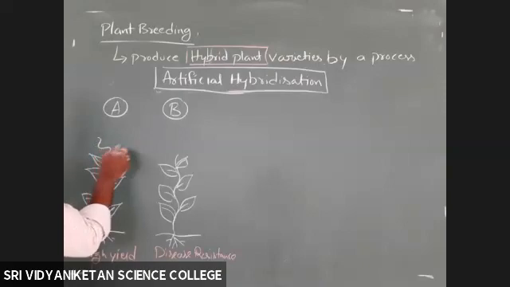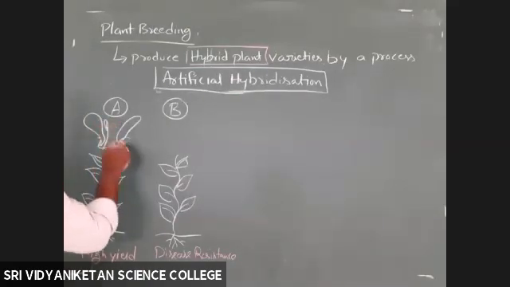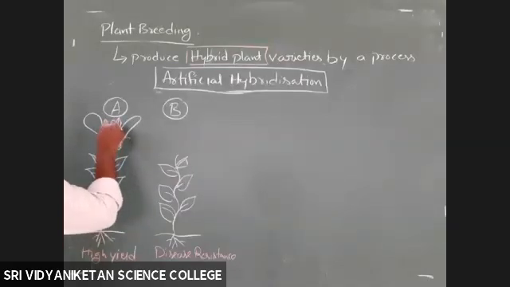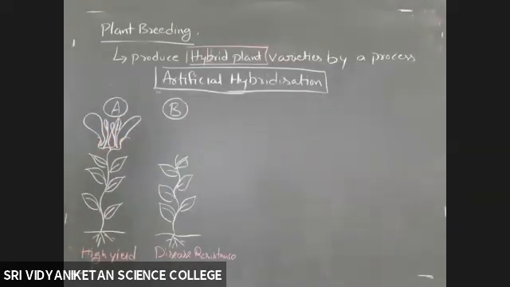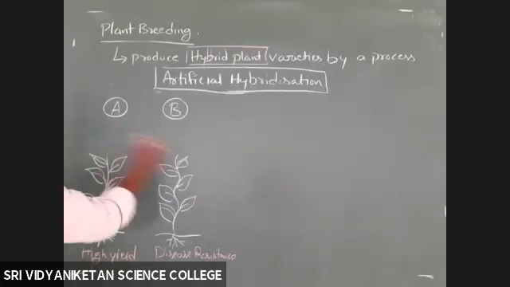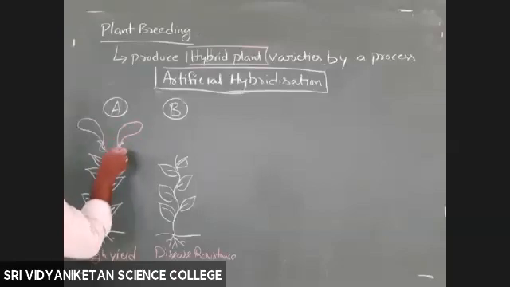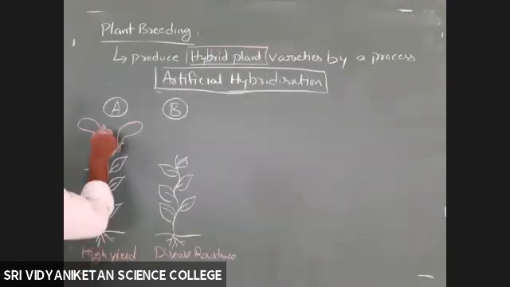This plant has a flower, and in this plant, stamens are present and the pistil is also present. Both plants have bisexual flowers. For example, these two plants are selected as parents. The first plant has flowers, and in these flowers, there is the stamen.